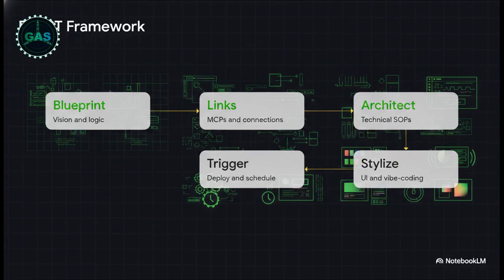So, the crucial point is, to unleash that 500 IQ intern, we need a flawless system of instructions. And that's exactly where this proprietary 5-step framework comes in. It's called BLAST. That stands for Blueprint, Links, Architect, Stylize, and Trigger. This framework gives your AI the precise operational structure it needs to flawlessly build literally anything, from a super simple automated script all the way up to a custom $10,000 web app.